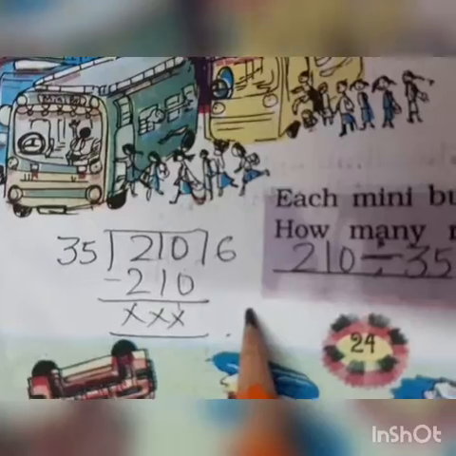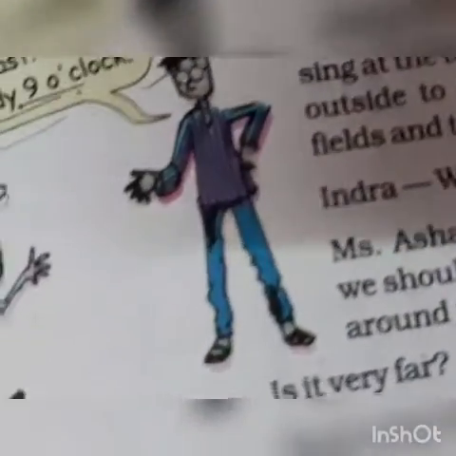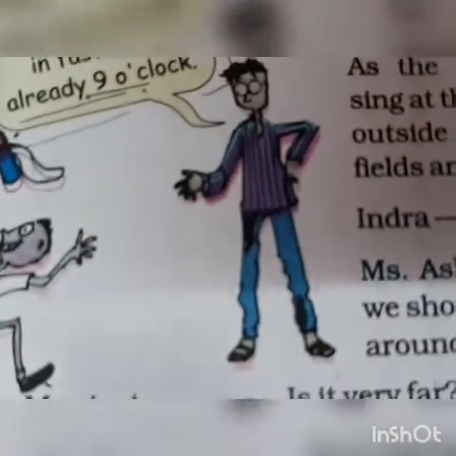See, I have done the division here. 35 sixes are 210. That means we need 6 buses of 35 seats each. Now they all have seated. You can see now children running towards them and they all have seated in those 6 buses. Now moving on to page number 25.